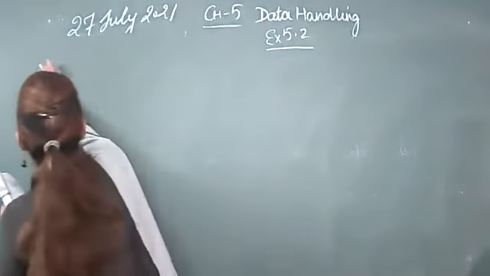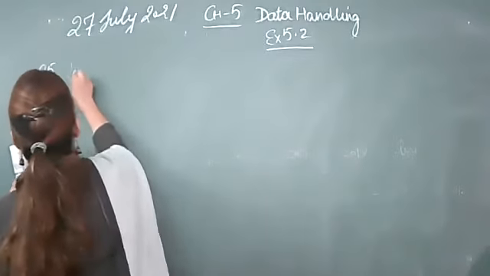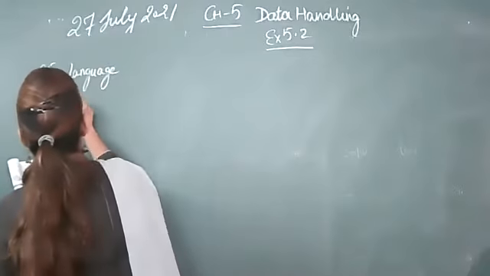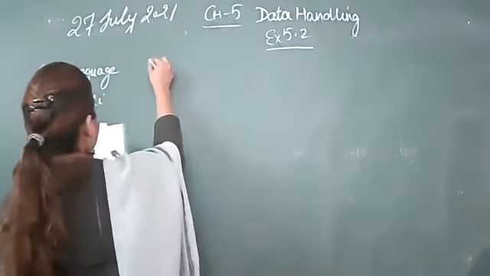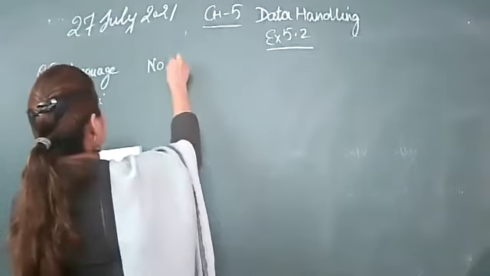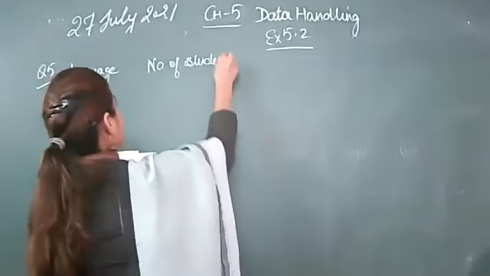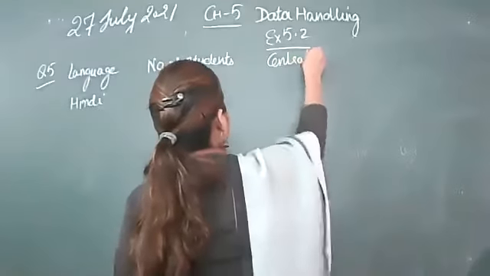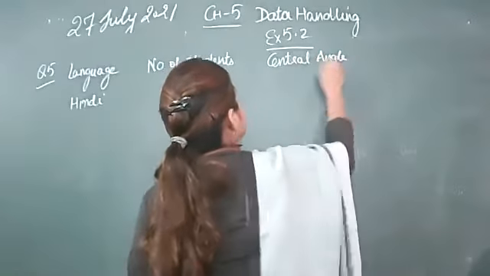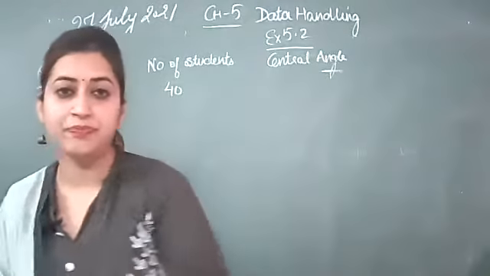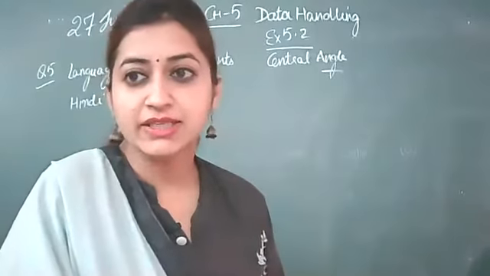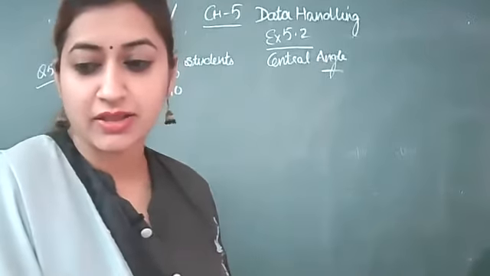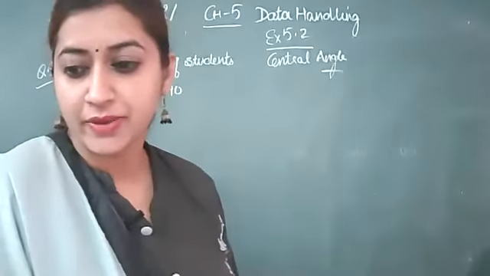Question number 5. In this you have given language, Hindi. Here you will write number of students, 40. Here we will find central angle. Actually, we need central angle for the construction of pie chart. Without this, it's not possible to construct a pie chart. And another name of the pie chart is circle graph. Is it okay?